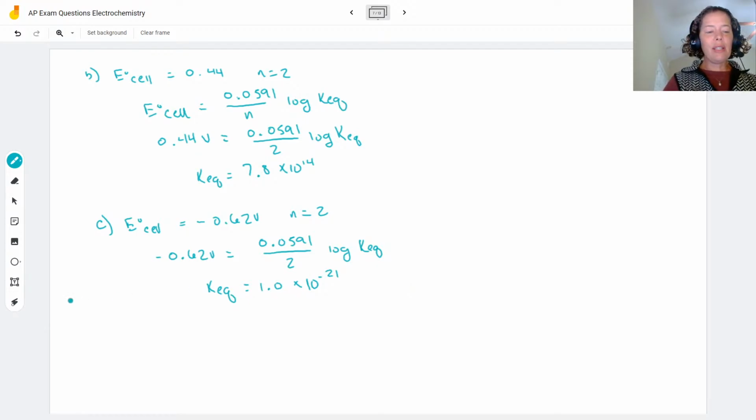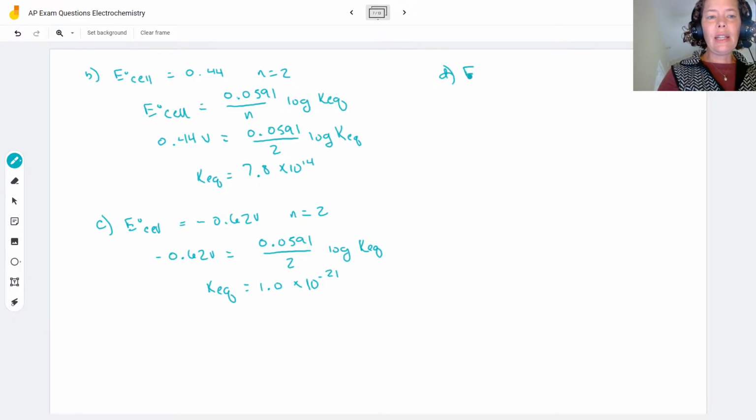So you'll notice here, which I think is pretty cool, for A and B we had a positive exponent for Keq, but then our Ecell has changed to negative, and look, we get a very negative exponent. We know that this is not thermodynamically favored as well. So this reaction really lies very strongly to the reactant side. Okay, let's go ahead and do D and E over here.